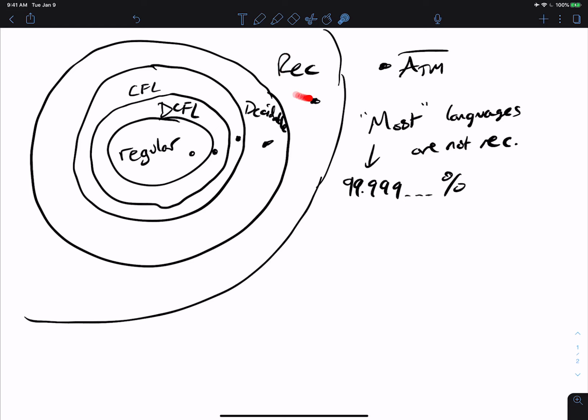And the recognizable languages, well, they may run forever. A Turing machine may run forever on the strings that are not in the language, which is also something we don't really want. We always want any program to run in a finite amount of time. So let's talk about the decidable languages.